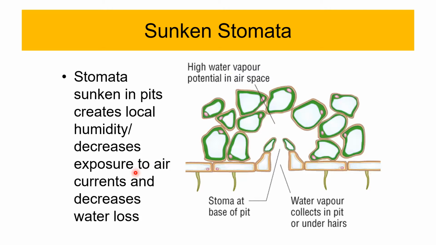All right, then they also have sunken stomata. Okay, so if you look here, stomata at the base of the pit. So they are sunken. The stomata sunken in pits creates local humidity. It decreases exposure to air currents and decreases the water loss. So in these plants, for example, we'll discuss the example of Marram grass. They have these sunken stomata there.